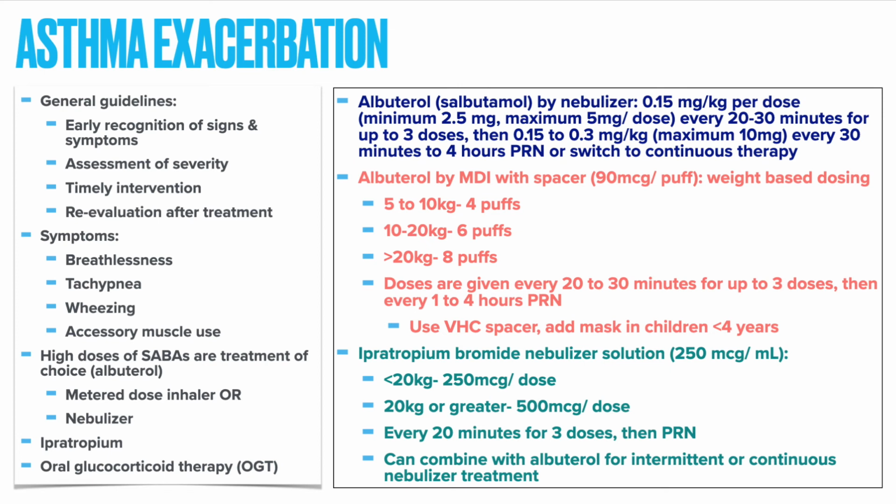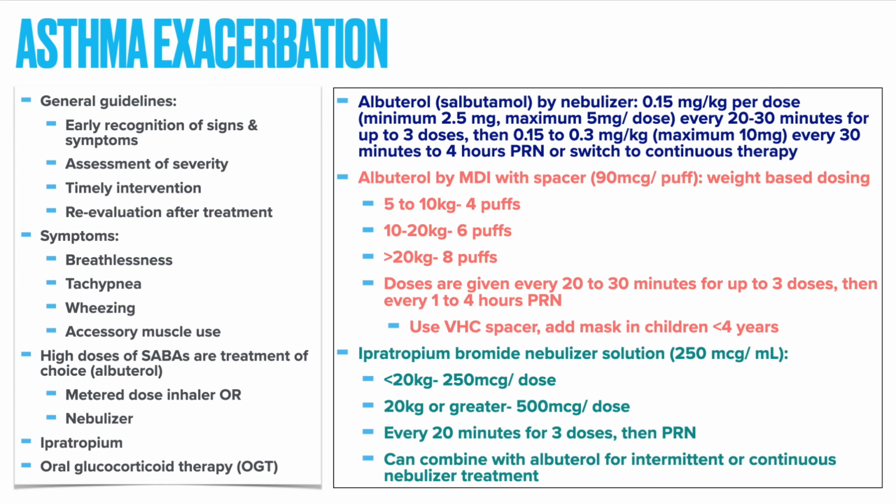So the general guidelines for managing an asthma exacerbation include an early recognition of signs, assessment of the severity, timely intervention, and then a reevaluation after treatment. Symptoms of an asthma exacerbation may include breathlessness, tachypnea, wheezing, and the use of accessory muscles. Higher doses of the short-acting beta agonists are the treatment of choice for an asthma exacerbation. And this includes albuterol either by a metered dose inhaler or albuterol via a nebulizer.